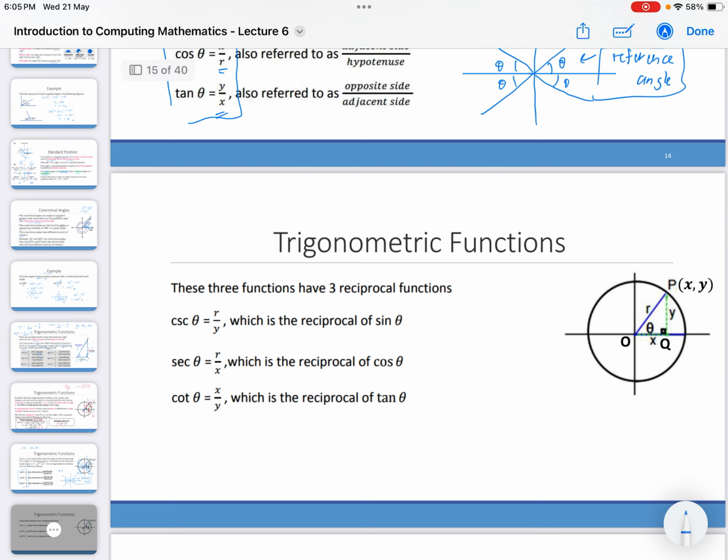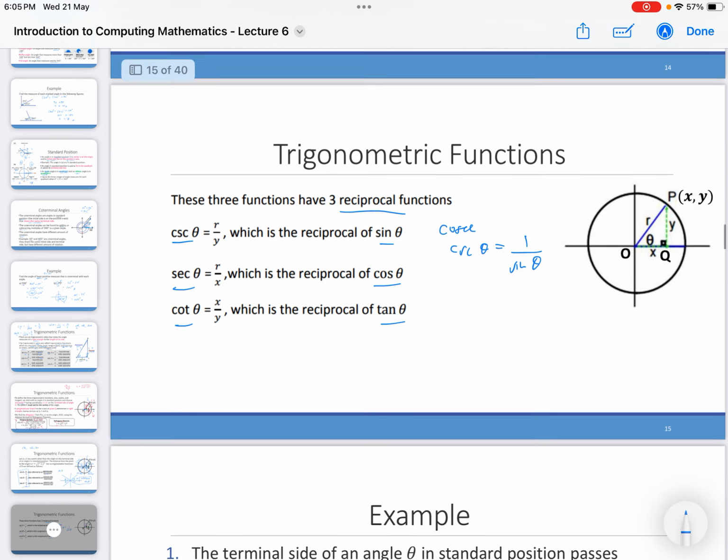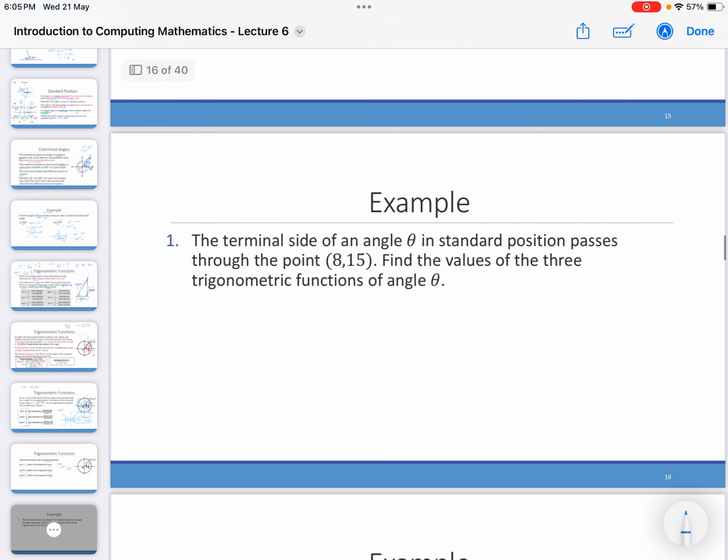Okay, another three functions are the reciprocal functions. The cosecant is the reciprocal of sine theta. So the cosecant, or csc theta, equals 1 over sine theta. That's why we call it the reciprocal of sine theta. Secant theta is the reciprocal function of cos theta, and cotangent theta is the reciprocal function of tangent theta. We just swap the adjacent, hypotenuse, and opposite. Okay, let's look at an example.